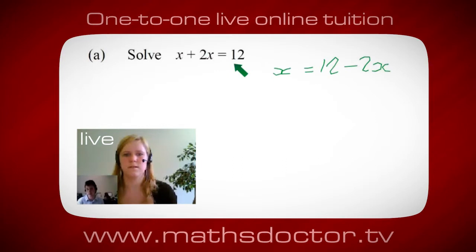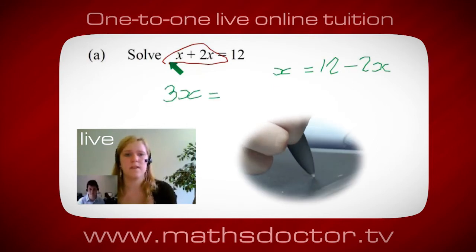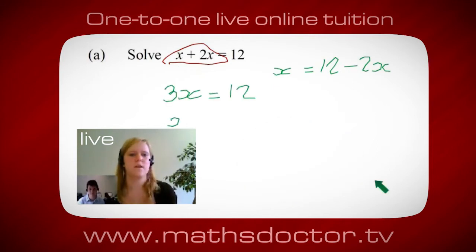Okay, so a lot of the time we want to get x by itself, but what we want to do first is get all of these x's together. So can you see anything we can do with this? Get all these together in one place. Oh, okay, it's 3x, isn't it? Yeah, so absolutely. 3x equals 12. Oh, and so x equals 4. Brilliant, spot on, well done.